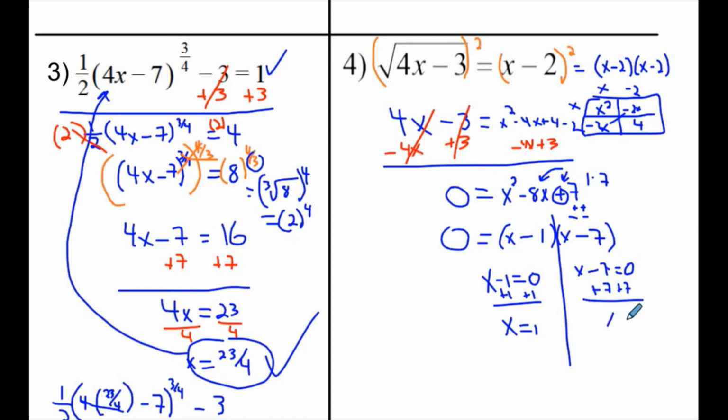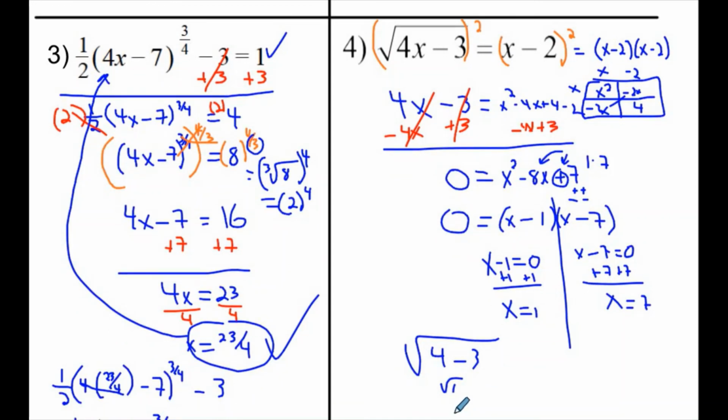So the question is, do both of these work, right? You do need to check them. They're not that hard to check. Let's put 1 in here. So if I put 1 in here, I would get 4 minus 3. That gives me the square root of 1. And the square root of 1 is 1. Do I get the same thing when I put it in here? Over here, I get 1 minus 2, and 1 minus 2 is negative 1.